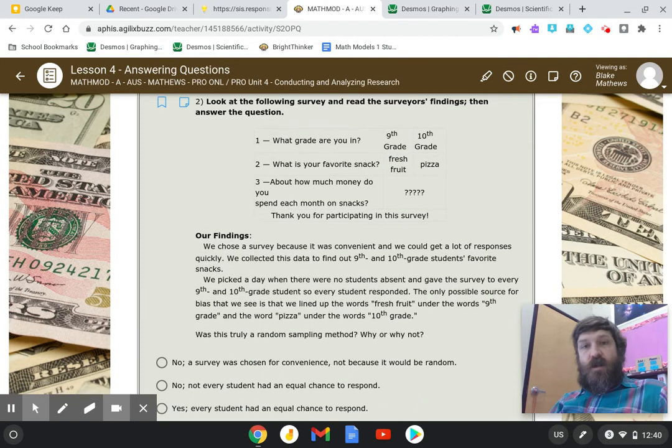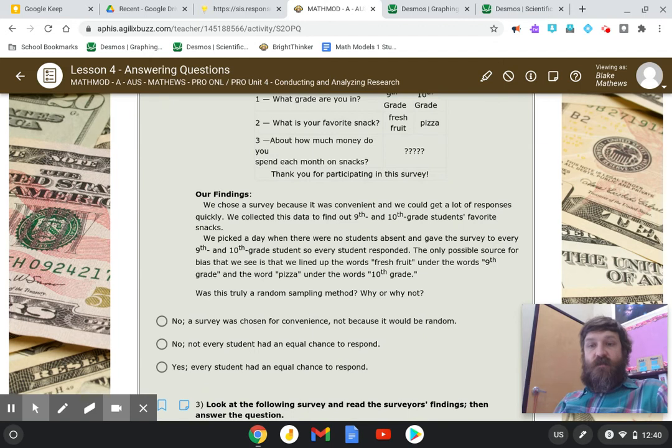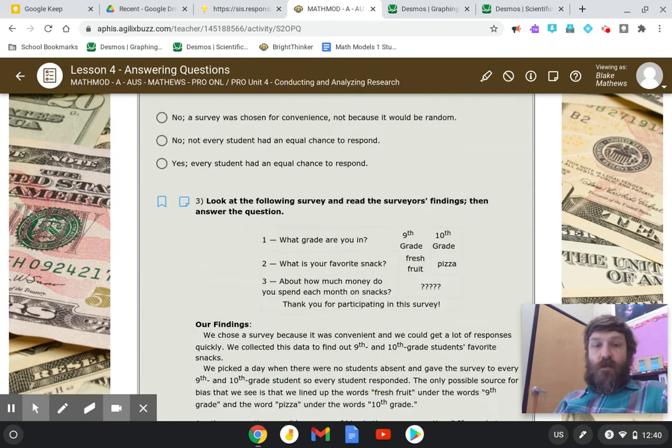Then they're going to give you a description of a survey, and then they're going to ask you questions about it. And the first one, they ask you whether or not it's a random sampling method. So you need to go back and look at what makes a sample random and decide whether or not you think this fits that definition.